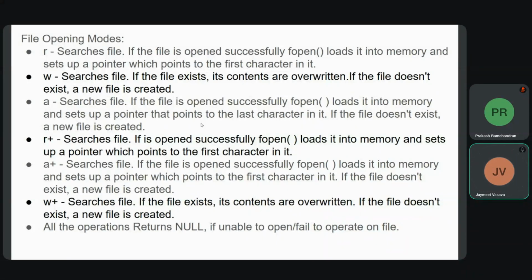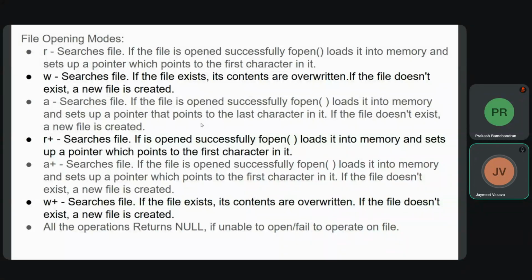For r+, it searches the file. If it is opened successfully, fopen loads it into the memory and sets up a pointer which points to the first character in it. For a+, if the file is opened successfully, it loads it into the memory and sets up a pointer which points to the first character in it. If the file doesn't exist, a new file is created. And w+, if the file exists, contents are overwritten. If the file doesn't exist, a new file is created. So all the operations return NULL if they are unable to open the file, or if the file fails or doesn't exist to operate.